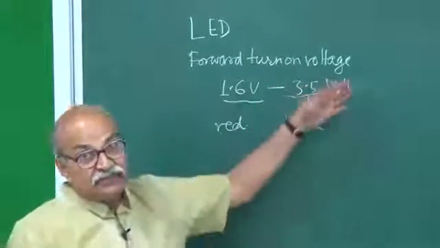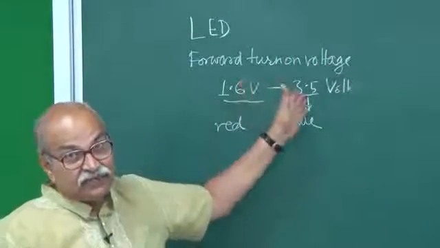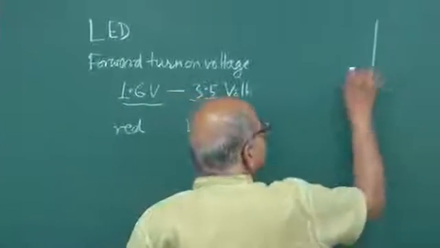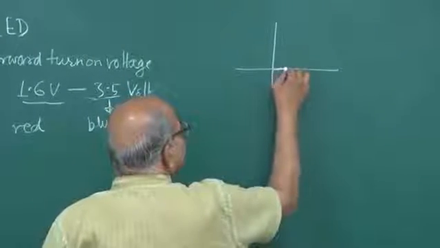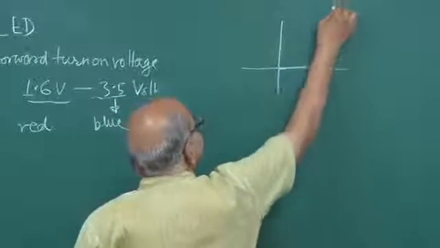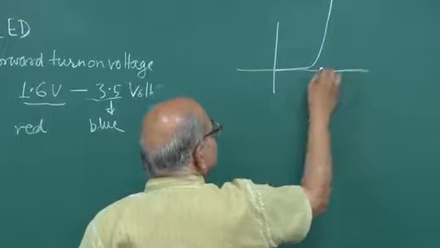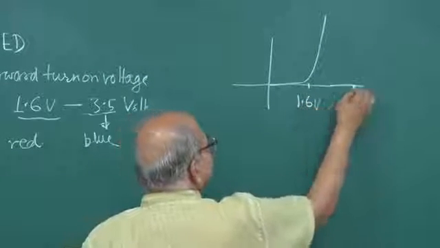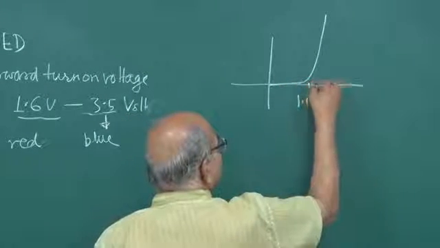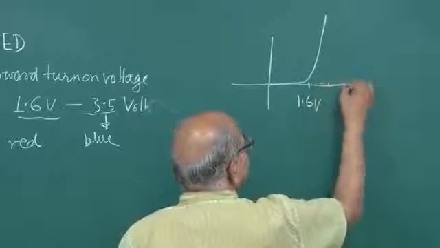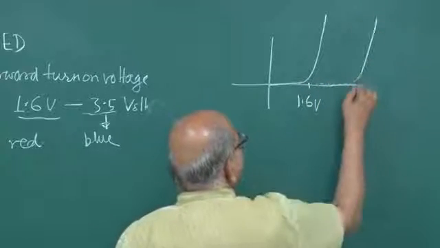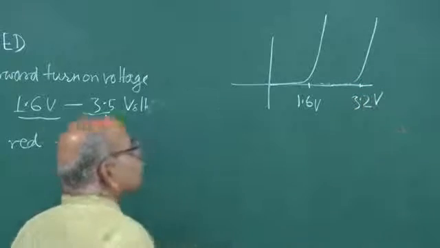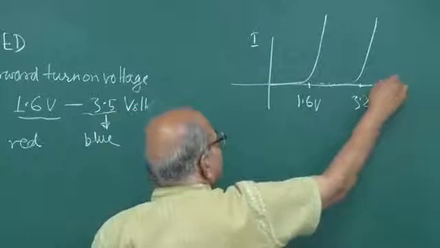And you should not give too much voltage after this forward turn on, because you know the diode characteristics. In forward bias, the characteristic goes like this. Suddenly it increases. So if this is, let us say, 1.6 volt, and the other, let me draw another characteristic. Suppose one is this, and this is somewhere, let us say, 3 volts or 3.2 volts. This is I and this is V. This is forward biased.